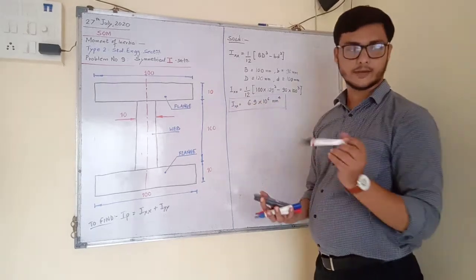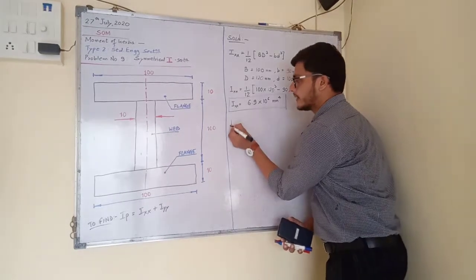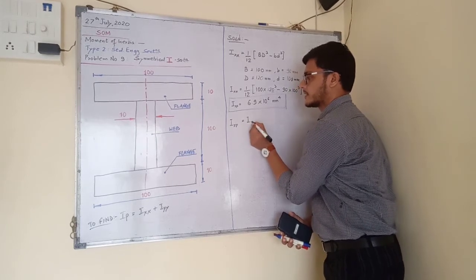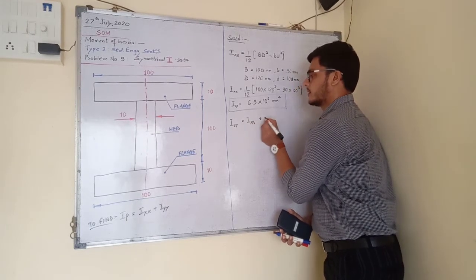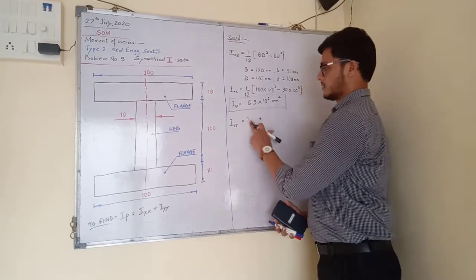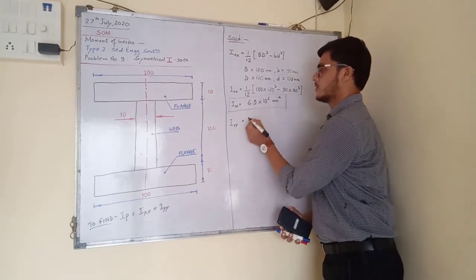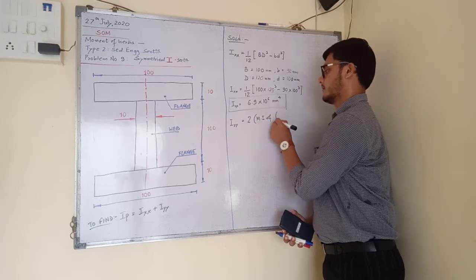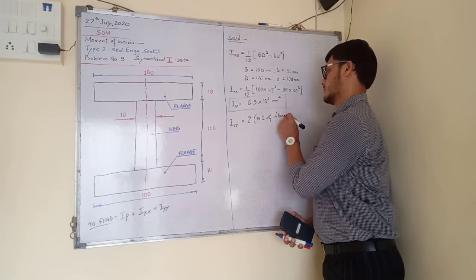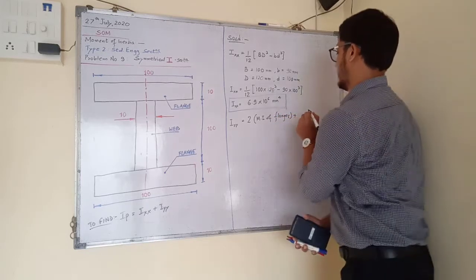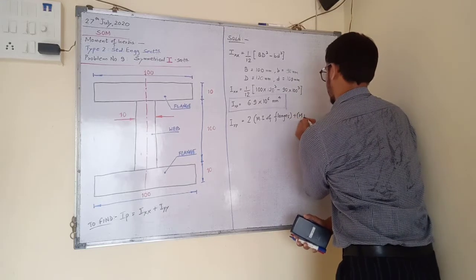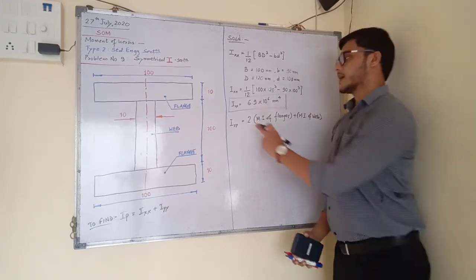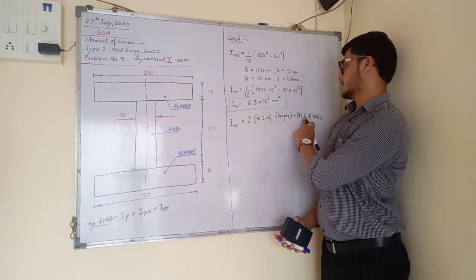Next we have to find Iyy. Iyy directly we can find by using this simple step. Iyy will be equal to 2 times moment of inertia of flanges plus moment of inertia of web. So Iyy can be calculated by 2 times moment of inertia of flanges plus moment of inertia of web.